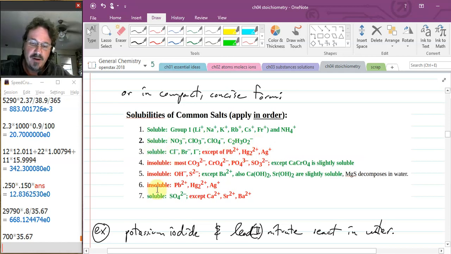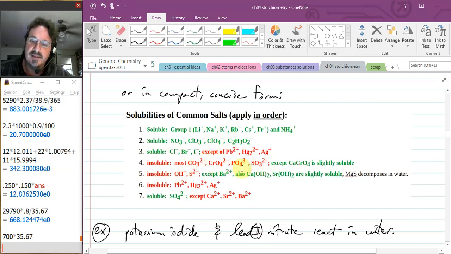It shows up down here as well. Insoluble down here: lead, mercury, and silver. So once again, PMS. And if that helps you, great. Otherwise, I guess just use the rules. Insoluble ones. Let's look further. Carbonates, chromates, phosphates, sulfites. Look at those.